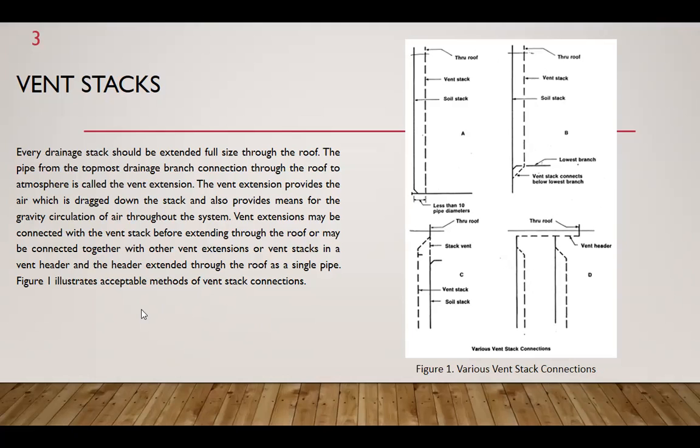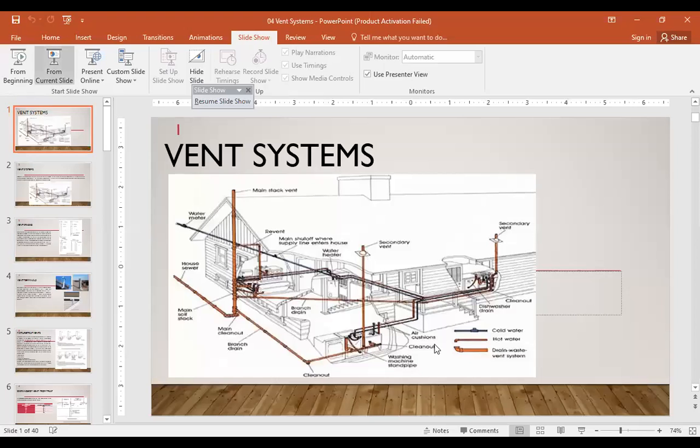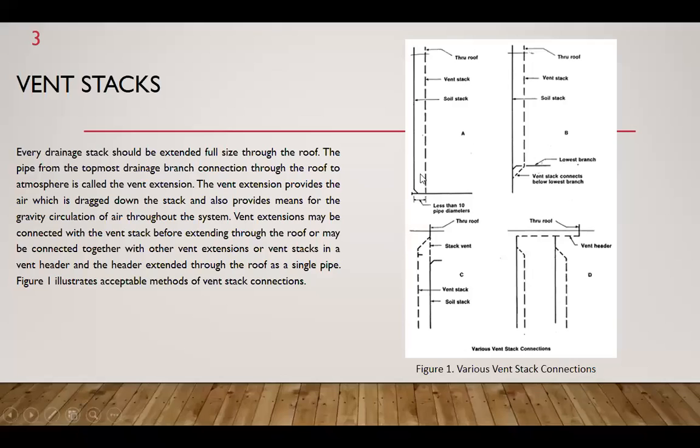Okay? Figure 1 illustrates acceptable methods of vent stack connection. So this is yung various vent stack connection. So ito. Isang drain, tapos ito yung soil stack, then vent stack to roof. Pwede rin dito. Vent stack connects below lowest branch, then pataas na. Okay? So lagi siyang after nito. Yan, after din siya dyan. Ito, sa taas, ito yung sa ibabaw niyan.